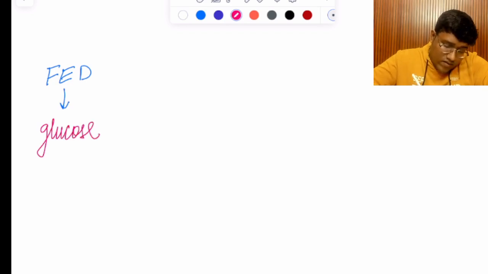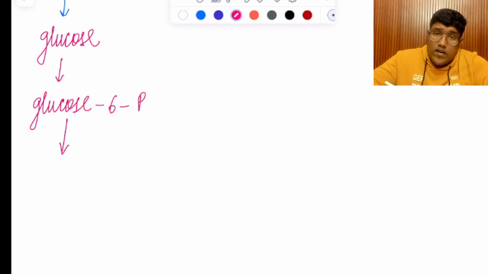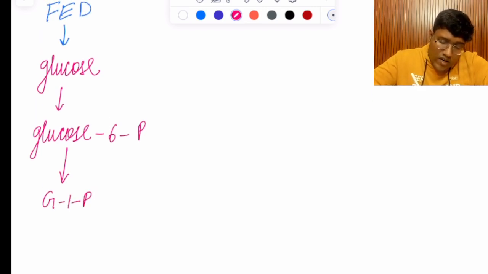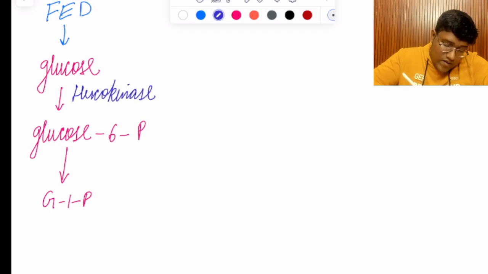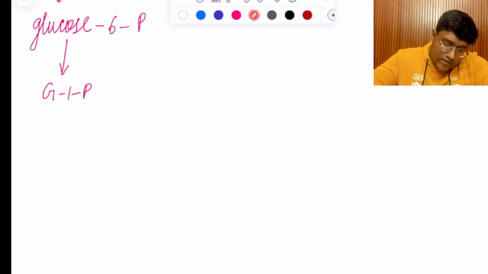Now glucose is going to convert to glucose 6 phosphate, and glucose 6 phosphate is going to convert to glucose 1 phosphate. This conversion of glucose to glucose 6 phosphate is by hexokinase. The same thing goes for glycolysis, right? Glucose to glucose 6 phosphate. Now glucose 6 phosphate to glucose 1 phosphate occurs with an isomerase.